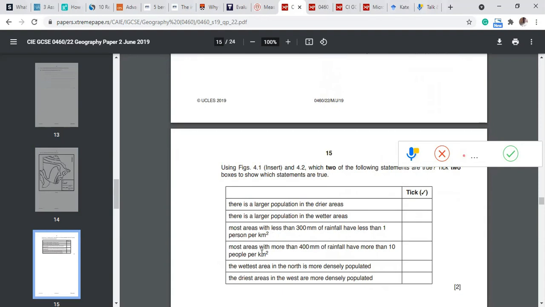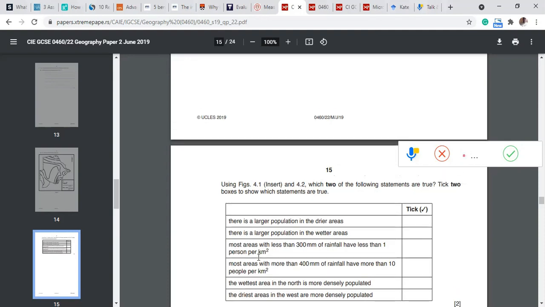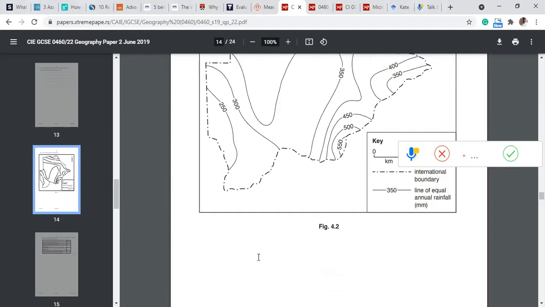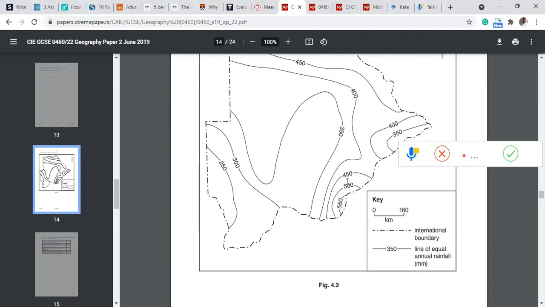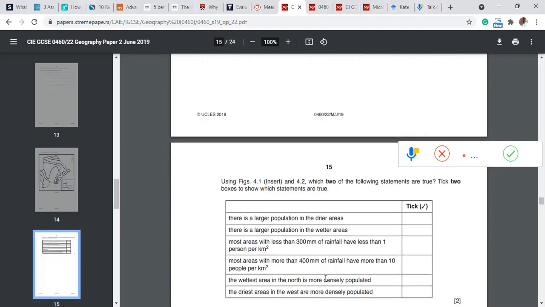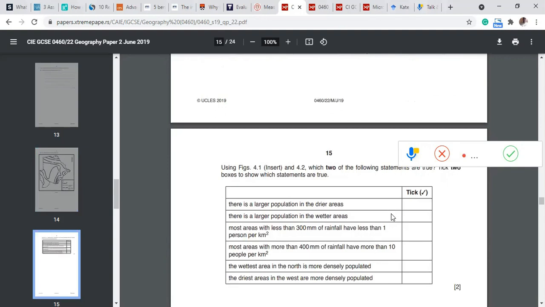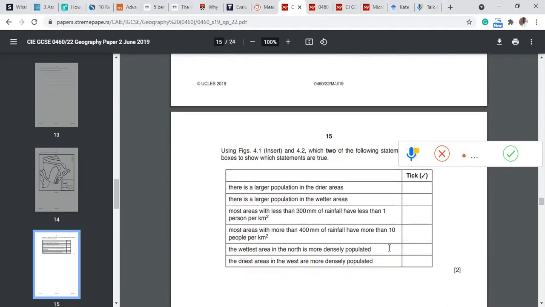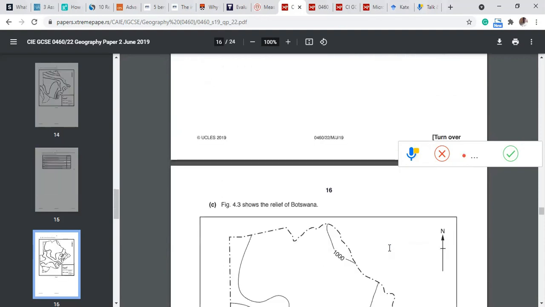But I think it should be this. Most areas with more than 400 of rain have more than 10 kilometers, and that is true if you look at it here. This is more than 400, all these places, and that's where you have the largest population. So I think you pick this number 2 and this number 4.